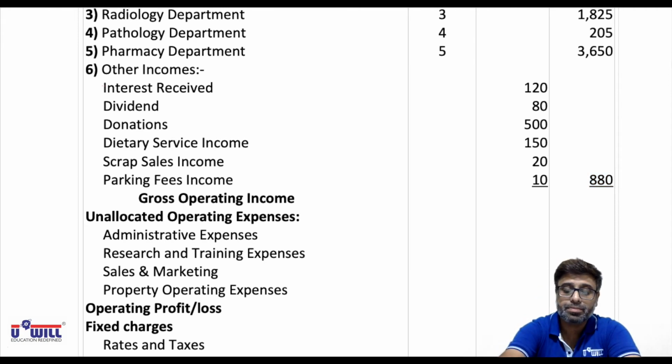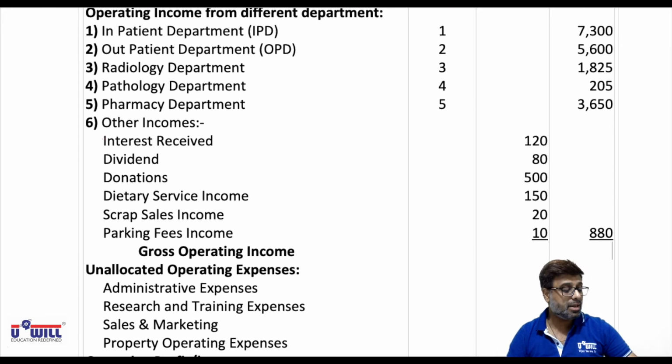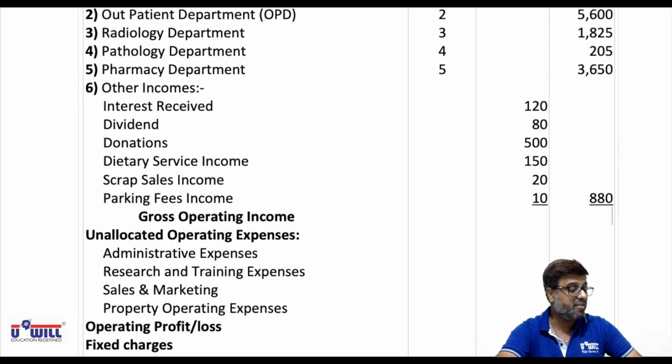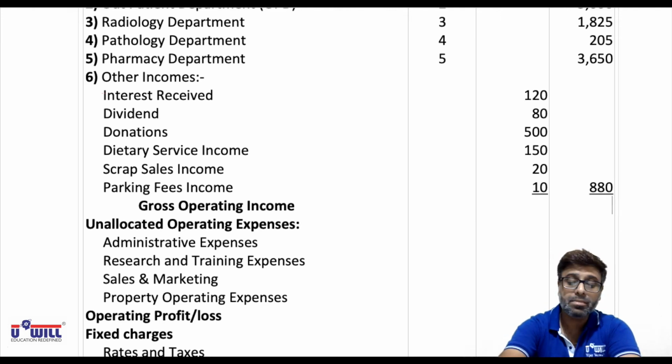Now the final total income of all the departments, all of you do it. 7,300 plus 5,600 plus 1825 plus 205 plus 3650 plus 880. What we get is 19460.